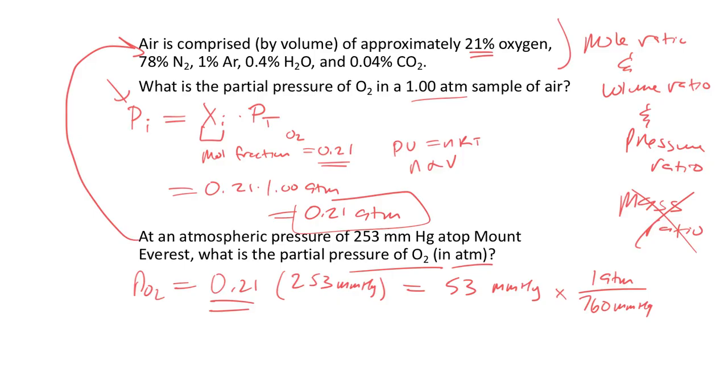So let's convert that to atm to compare to above. That's only 0.070 atm. So a lot lower partial pressure of oxygen at high elevation.